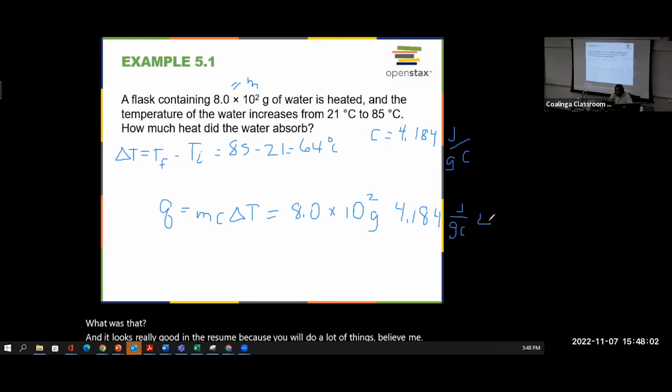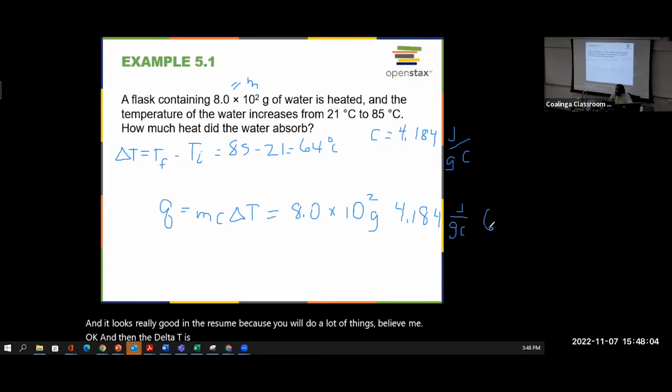Okay, and then the delta T is 64 degrees. Okay, what did you guys get for Q? That's good. How many sig figs do we have?